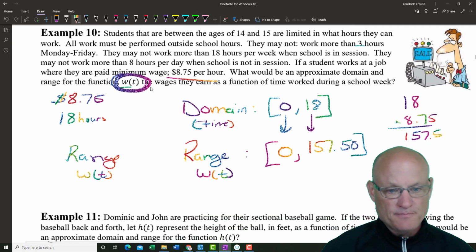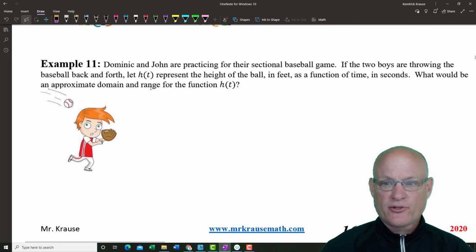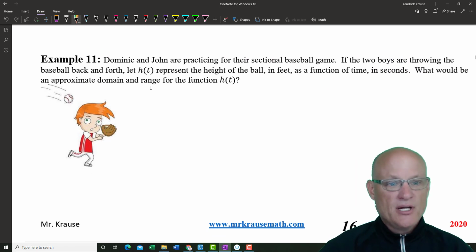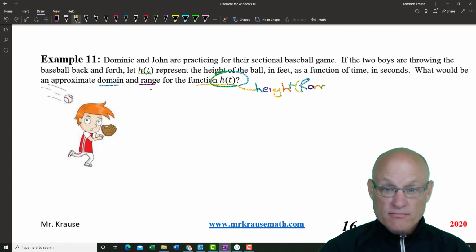All right, last problem. Dominic and John are practicing for the sectional baseball game. If the two boys are throwing the baseball back and forth, let h of t represent the height of the ball in feet as a function of time. What would be the approximate domain and range for the function? This is always interesting. So h of t is the height of the ball, and this is the range. T is the time, and this would be the domain.